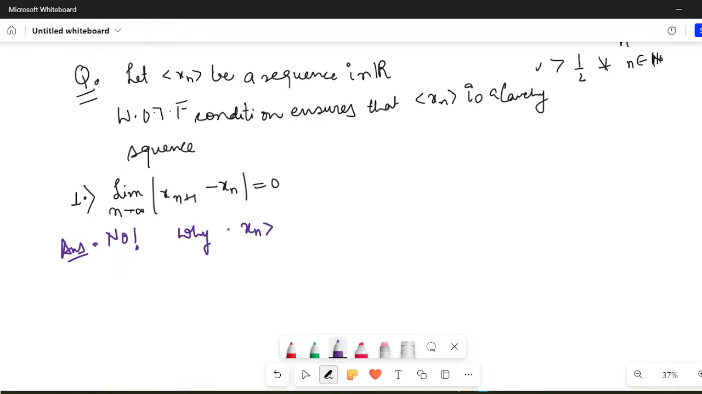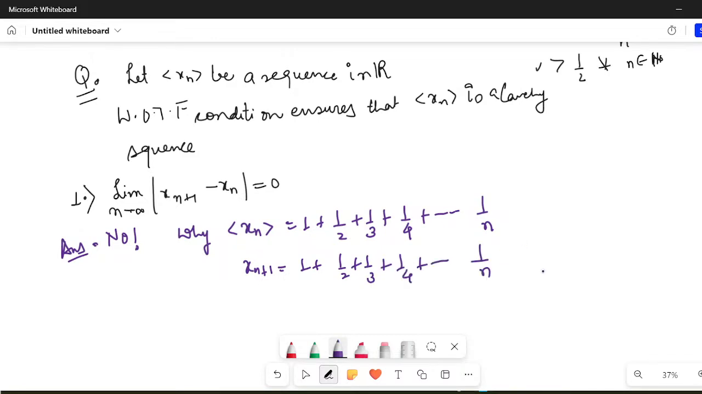Take xn equals 1 plus 1 by 2 plus 1 by 3 plus 1 by 4 up to 1 upon n. Now what would be xn plus 1? Xn plus 1 would be 1 plus 1 by 2 plus 1 by 3 plus 1 by 4 up to 1 by n plus 1 upon n plus 1, right? This would be your xn plus 1. Now if I take the modulus of xn plus 1 minus xn and take a limit of it, what do I get? I get 0. But I know that xn is not a Cauchy sequence.